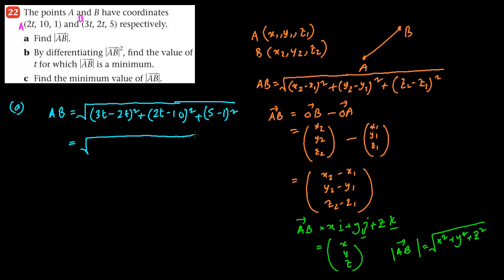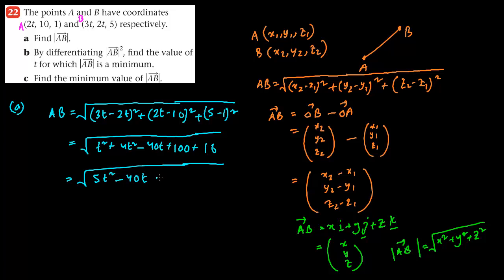So this turns out to be 3t minus 2t is t, so t squared plus 2t minus 10 is (a minus b) whole squared, so this is going to be a squared. So 2t squared is going to be 4t squared, minus 2ab, 2 times 10 is 20, 4t times 10 is 40, so 40t, plus b squared is going to be 100, plus 5 minus 1 is 4, 4 squared is 16. If we further simplify, this is going to be t squared plus 4t squared is 5t squared minus 40t, 100 plus 16 is 116. So this is how we can directly do it.